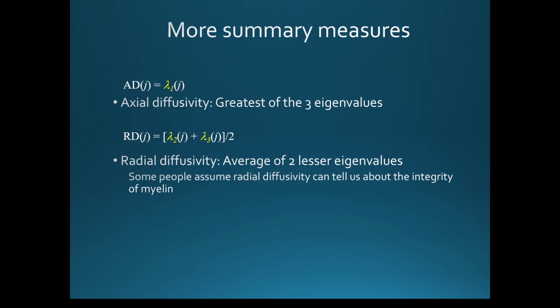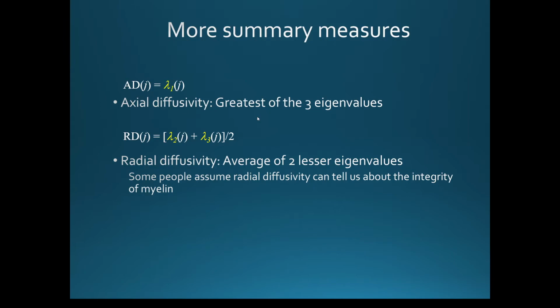Other summary measures, axial diffusivity, that's the greatest of the 3 eigenvalues. So in this case, that's just lambda 1. We can have radial diffusivity, which is the mean of lambda 2 and 3. Some people assume this radial diffusivity can tell us about the integrity of myelin. If we're looking at this in white matter, we can say, well, if we have higher radial diffusivity, then maybe there's a breakdown in myelin, this insulation that can impede the diffusion of water to some extent. It's more complex than that, but it's a relatively safe assumption a lot of the time.